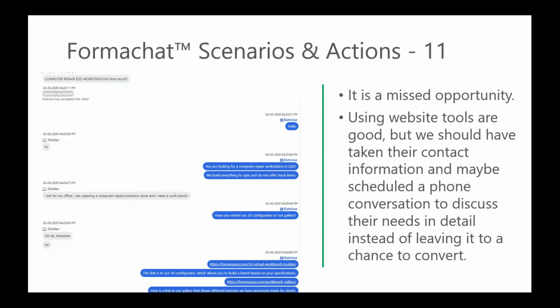All right, here. This is a missed opportunity. Why is it a missed opportunity? Let me check. They are starting with a question about a computer repair ESD workstation, right? And then we are recommending them to go check the gallery or the 3D configurator, and we're sharing the generic links to those two tools. I mean, it's great. We created those website tools for a reason, obviously, but they can already check those links. They don't need us to tell them again. So if they're on live chat, the best way to handle those conversations is asking questions and understanding their actual need, and then at the right time, ask for the contact information and convert into a lead. That is the best way to handle these types of scenarios.